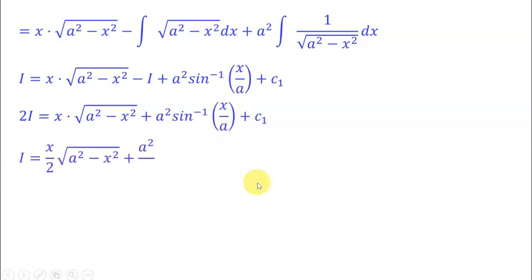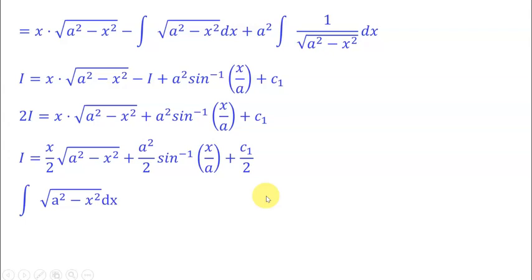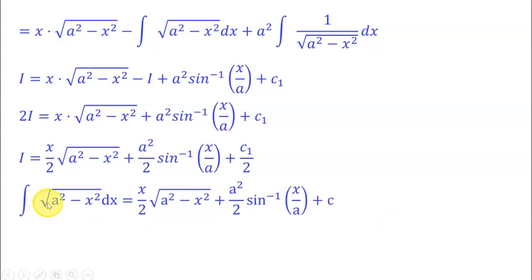Then divide on both sides by 2. Then you will get your I is equals to x upon 2 root of a square minus x square plus a square upon 2 sine inverse of x upon a plus c1 upon 2. The value of c1 upon 2 is nothing but c, and this is the integration of root of a square minus x square dx.